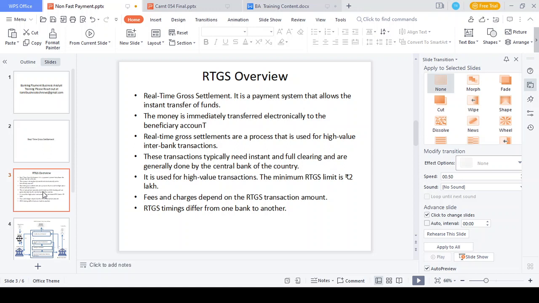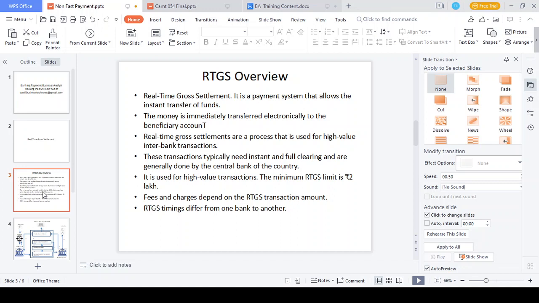Gross settlement means the debit and credit happen immediately. Suppose the sender initiates the transaction; the fund is credited to the receiver immediately. Whenever the transaction volume is very high, they use the real-time gross settlement payment system methodology.